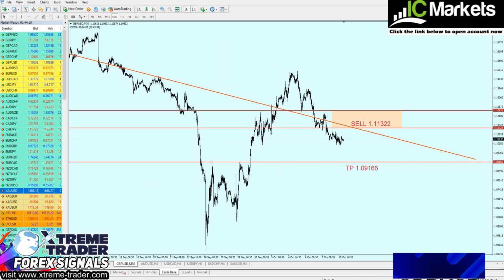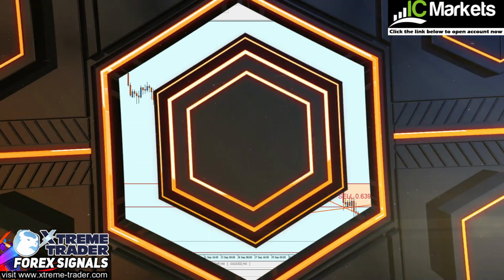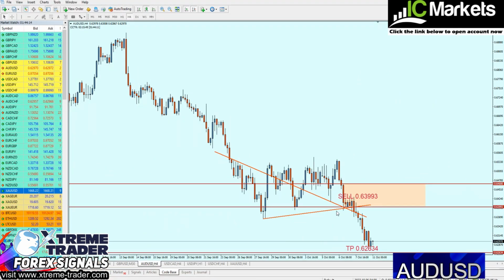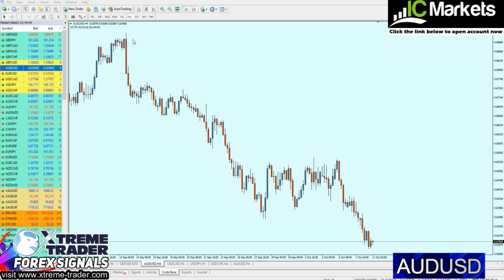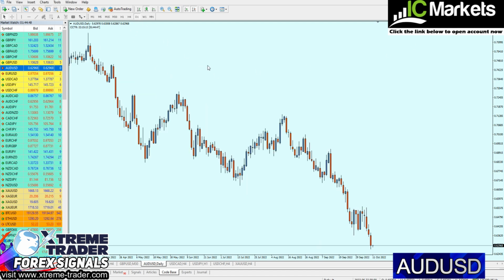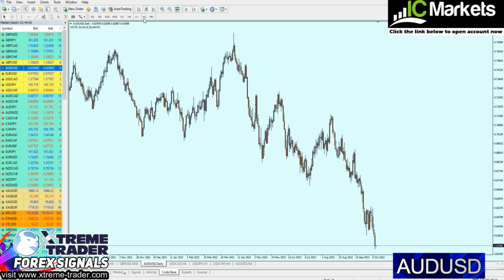Let's now move to the AUD USD. Alright, so as we can see, my friends, the AUD USD signal has almost reached the take profit level. So let me now delete the entire signal, and let's see now what we can do with this pair. So moving now to the bigger time frame, let's go to the daily chart. Actually, let's go to the weekly chart.